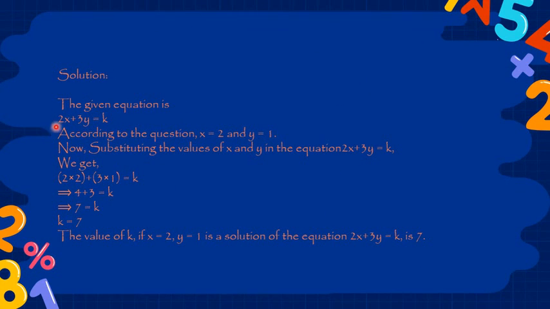Here they gave the equation 2x plus 3y is equal to k. We got the values of x and y, so substituting the values: x is 2, 2 into 2, and y is 1, 3 into 1. 2 into 2 is 4 and 3 into 1 is 3. 4 plus 3 is equal to k, and 4 plus 3 is 7, so 7 is equal to k. Finally, we got the value of k. Understood, friends? The value of k, if x is equal to 2, y is equal to 1 is a solution of the equation, is 7.